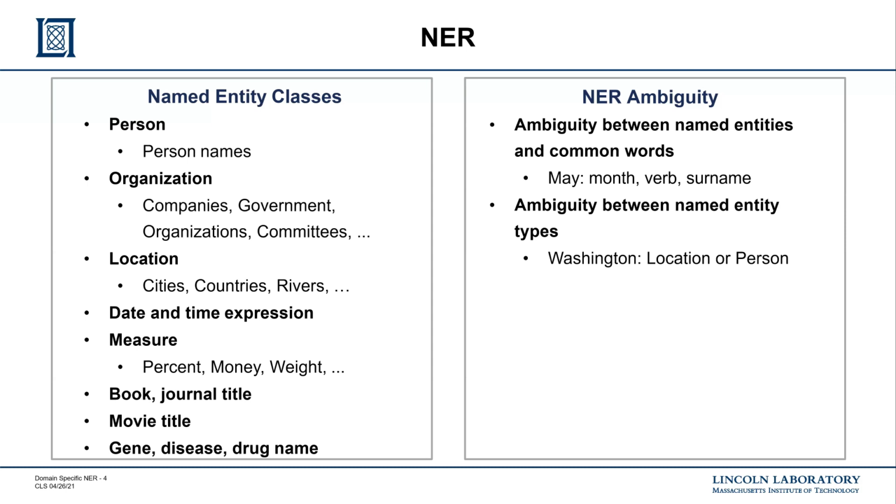And there's a couple of reasons, at least, why named entity extraction is difficult. There's a lot of language ambiguity, and this is true across different languages, not just true for English. A named entity can often be the same as a bunch of other common words. For example, May can be a month, a verb, a surname. And there's also an ambiguity between the named entity and the type that it can be. So Washington can be a location or a person, for example. So these ambiguities make this task a difficult one.